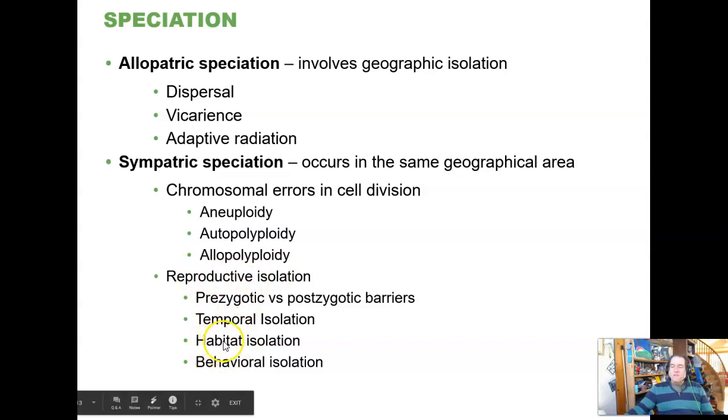Largemouth bass in two different lakes in Texas are habitat isolated from each other. Birds that only live in forest and won't fly across open fields are isolated in the little pockets of forest they have all over the place, which is one of the reasons habitat destruction is such a huge deal for so many species.